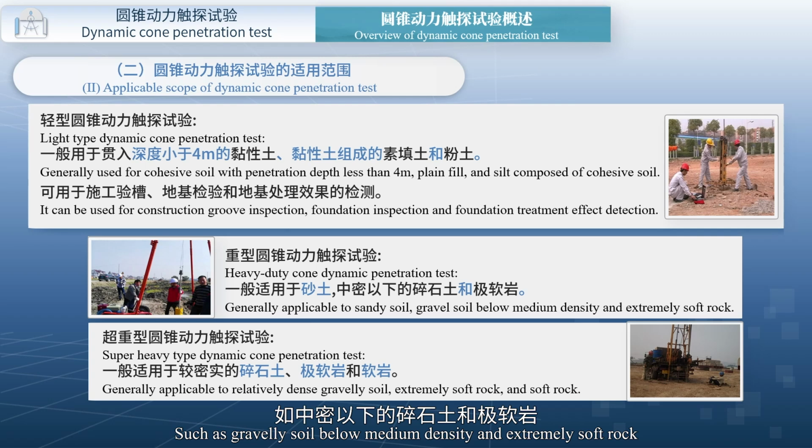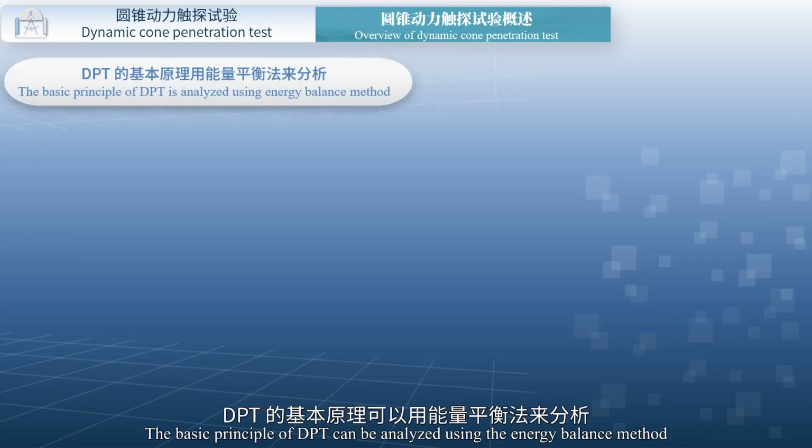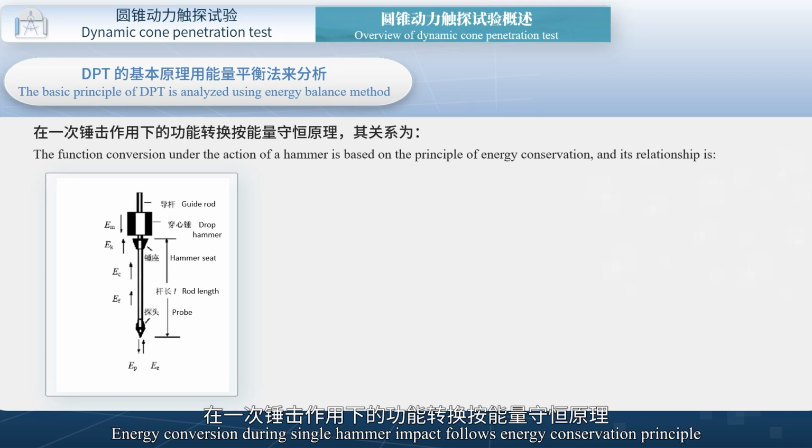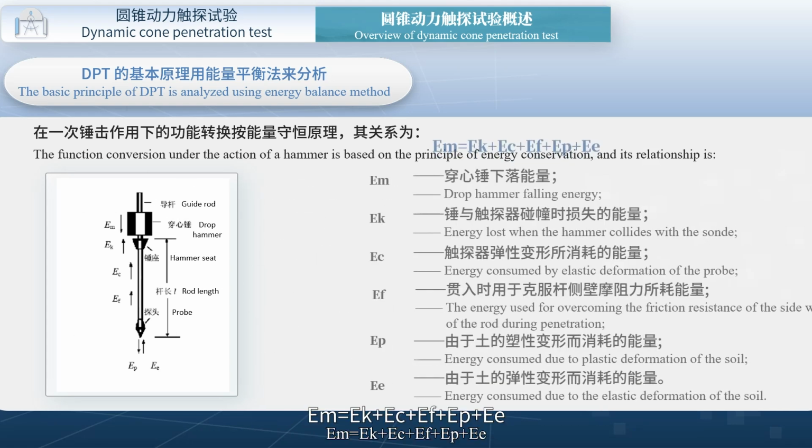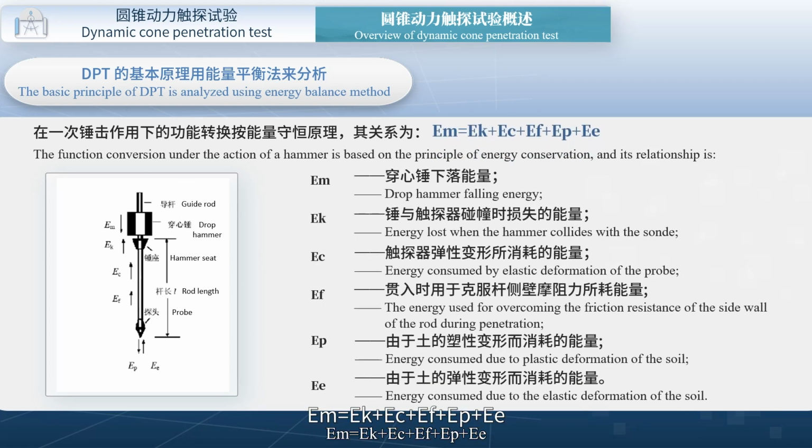The basic principle of DPT can be analyzed using the energy balance method. Energy conversion during single hammer impact follows the energy conservation principle. The relationship is M equals EC plus EF plus EP plus EE.